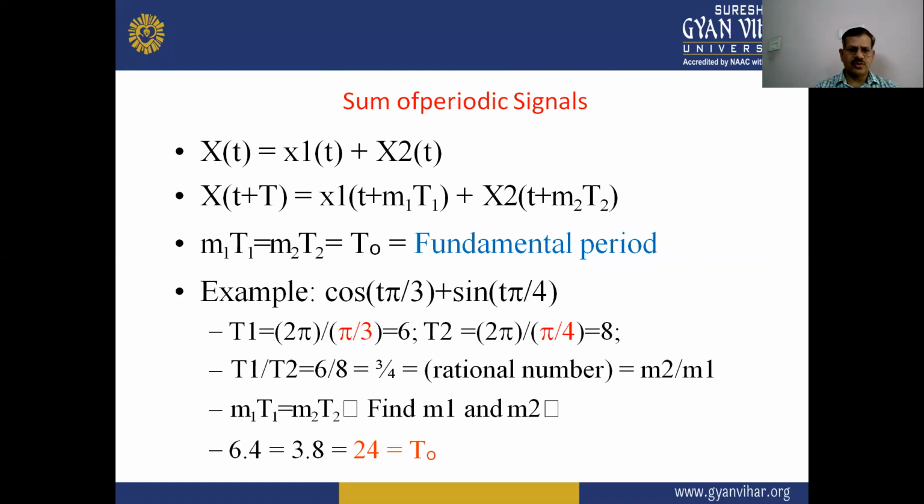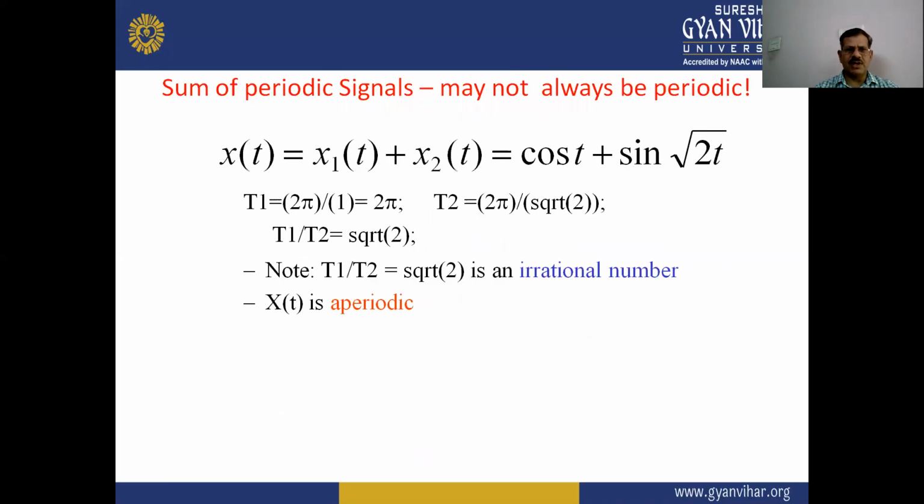So here 6 times 4 equal to 3 times 8 equal to 24 equal to T naught, that is the fundamental period. So x(t), the sum of periodic signals, may not always be periodic.